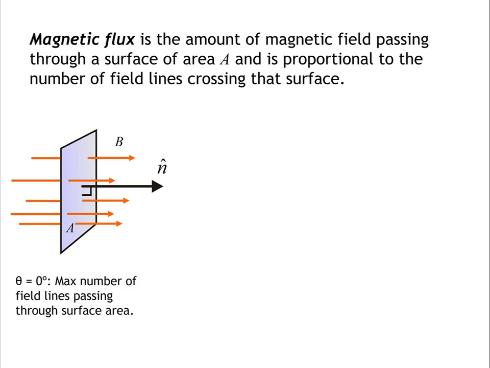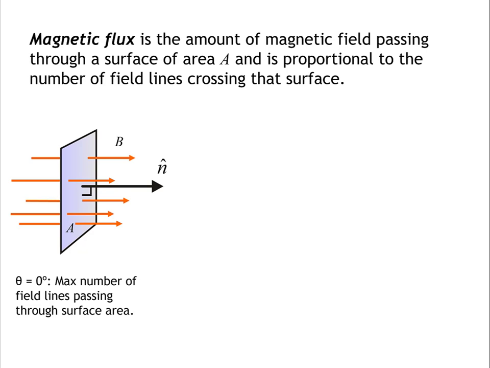Magnetic flux is the amount of magnetic field passing through a surface of area A, and is proportional to the number of field lines crossing that surface. What we have here is a surface of area A. The vector normal to that surface gives us the orientation of the surface, and that is what we are going to compare the magnetic field to.